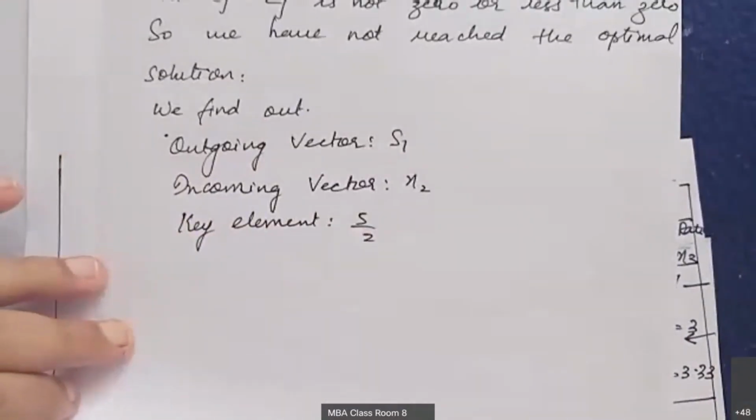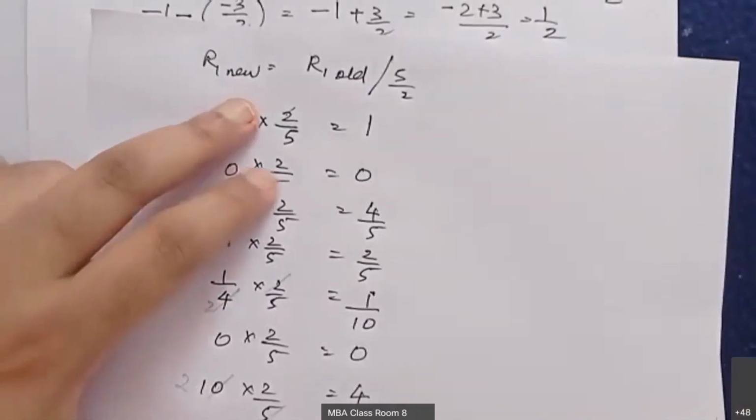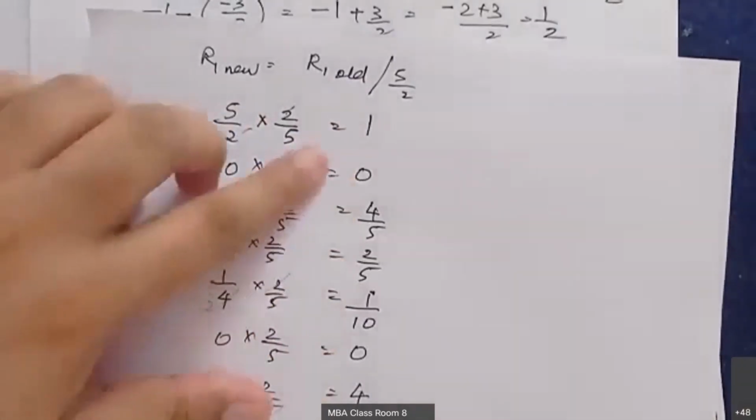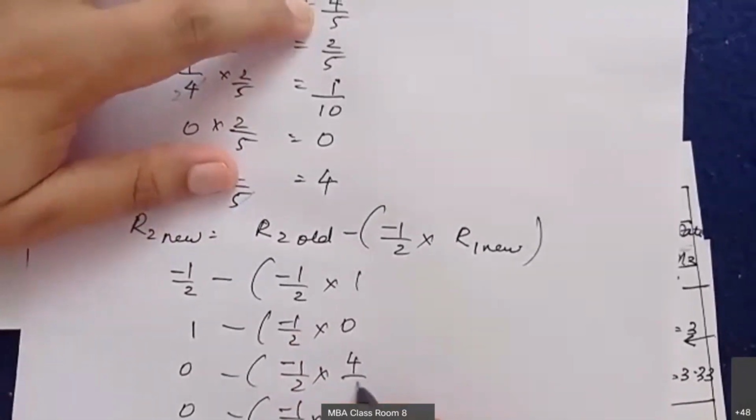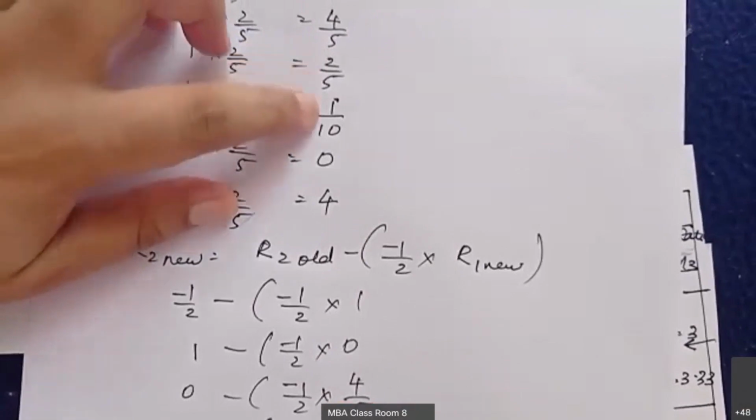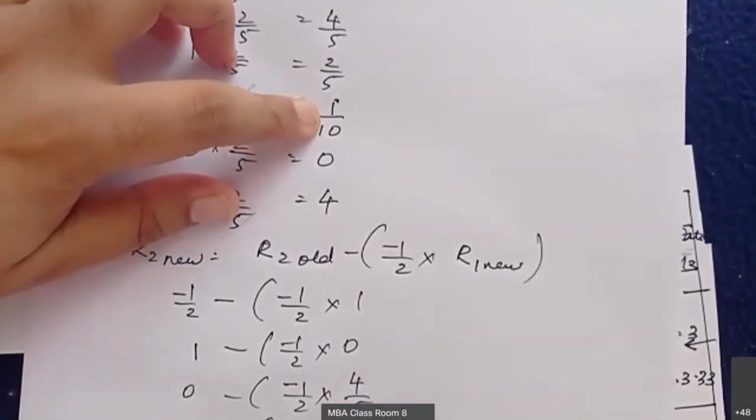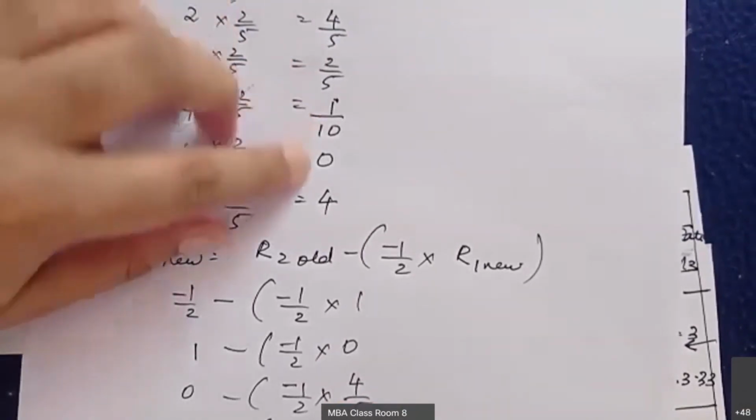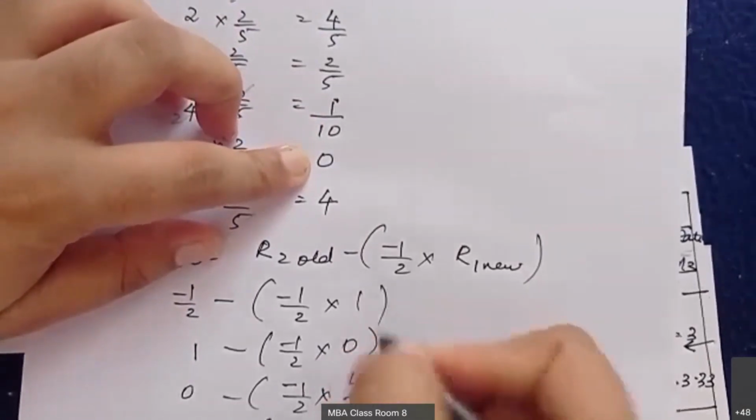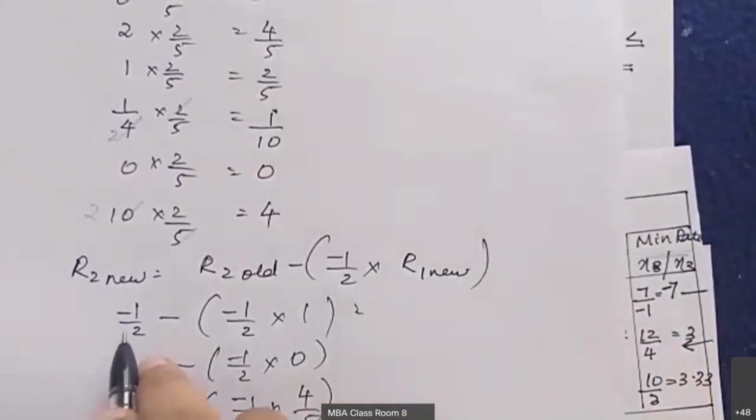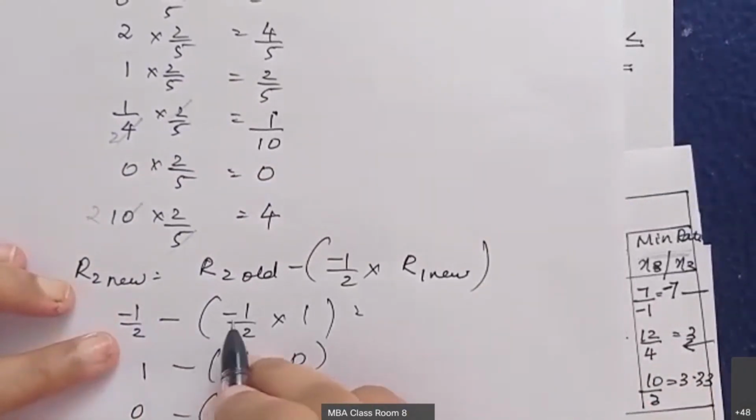Okay, now R1 new. R1 new is this value itself. So you have to write down all these values. So 1, 0, 4 by 5, then 2 by 5, 1 by 10, then 0 and 4. Okay, what are the values? Minus 1 by 2, minus of 1 by 2.